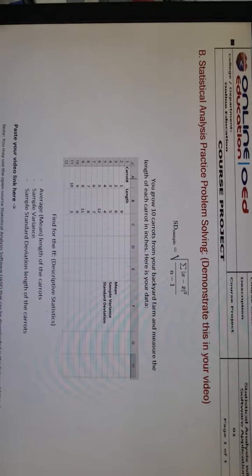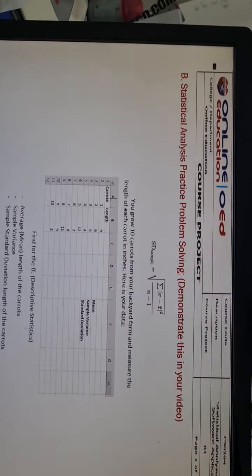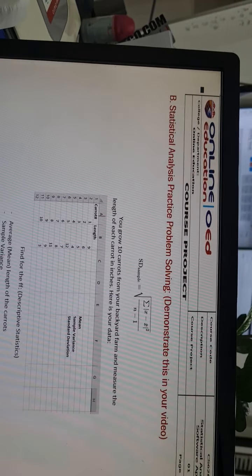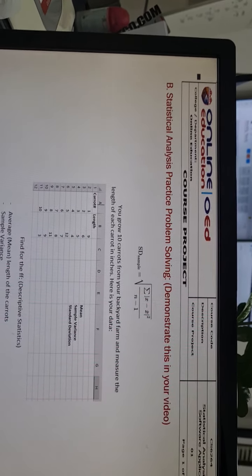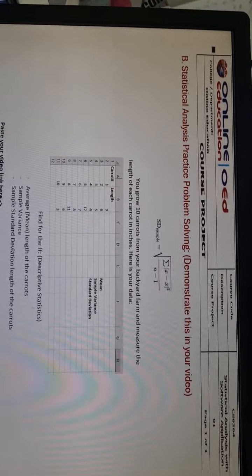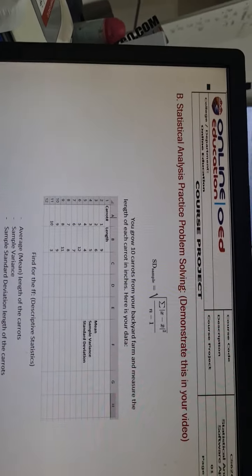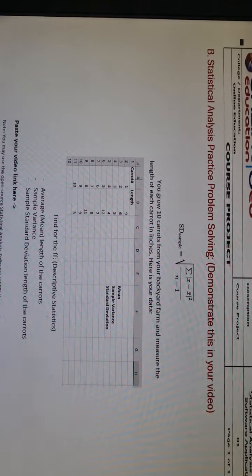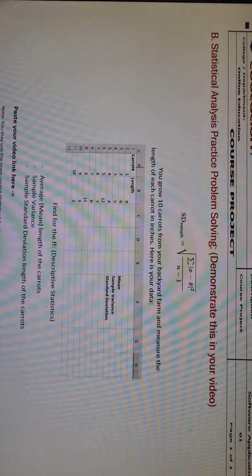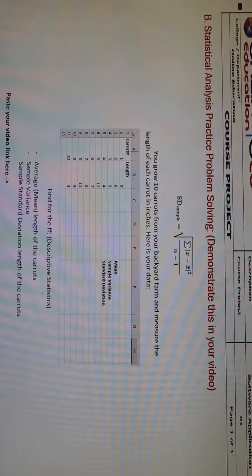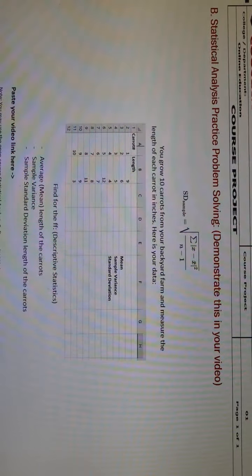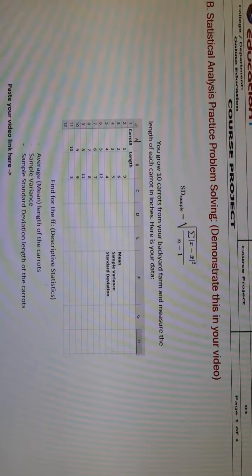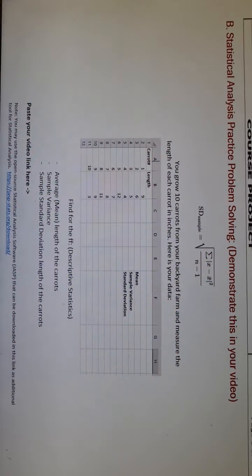So the next one is part B, which is a statistical analysis practice problem solving, and then I need to demonstrate this by solving the scenario here: you grow 10 carrots from your backyard farm and measure the length of each carrot in inches, and the data are as follows.